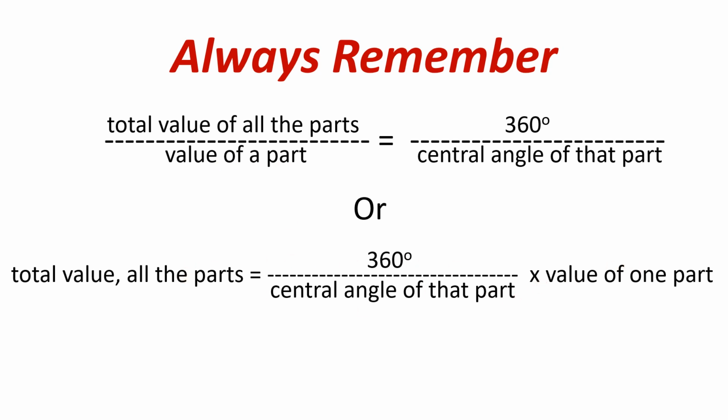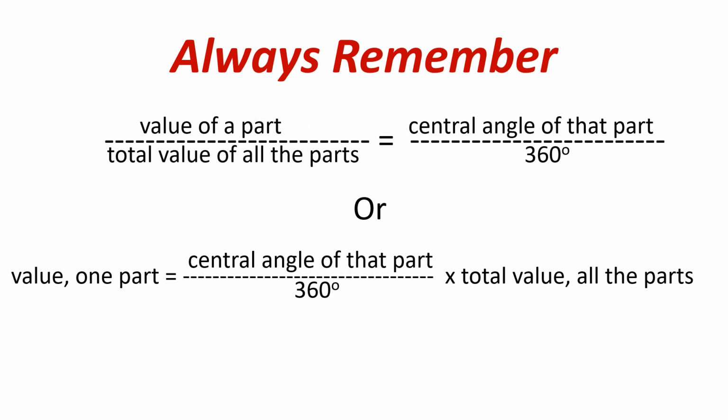So this is one formula, and the second formula is nothing but a different version of the same formula in which the denominator and numerator have mutually exchanged their positions. So we have numerator in the place of denominator and denominator in the place of numerator. So value of a part divided by total value of all the parts, central angle of that part divided by 360 degree. So this means if you have to find out value of one part, you just take central angle of that part divided by 360 degree and multiply this fraction by total value of all the parts.